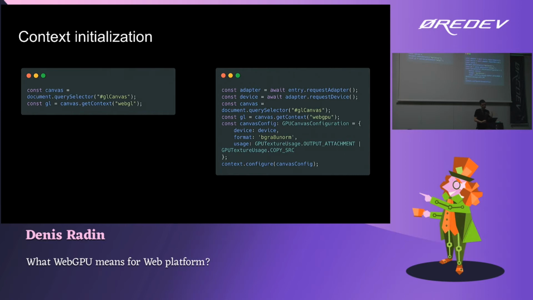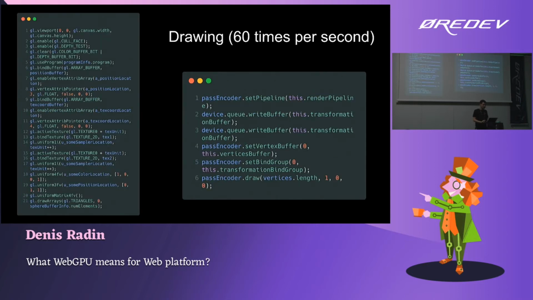So this is a cool example of context initialization. WebGL on the left, WebGPU on the right. WebGPU is a bit more verbose, it's more explicit, but not during the rendering. This is really important because this is what's happening on every frame, and you probably know that we are trying to draw 60 frames per second, and with new displays, I think we can draw 144 frames per second or something like that. That's crazy.